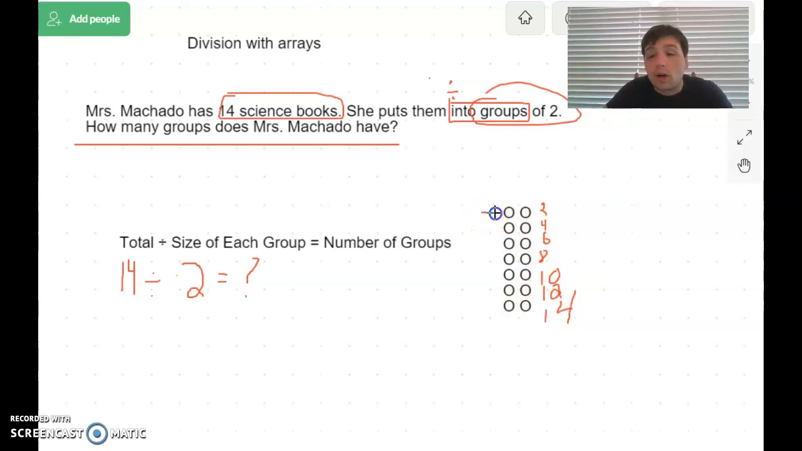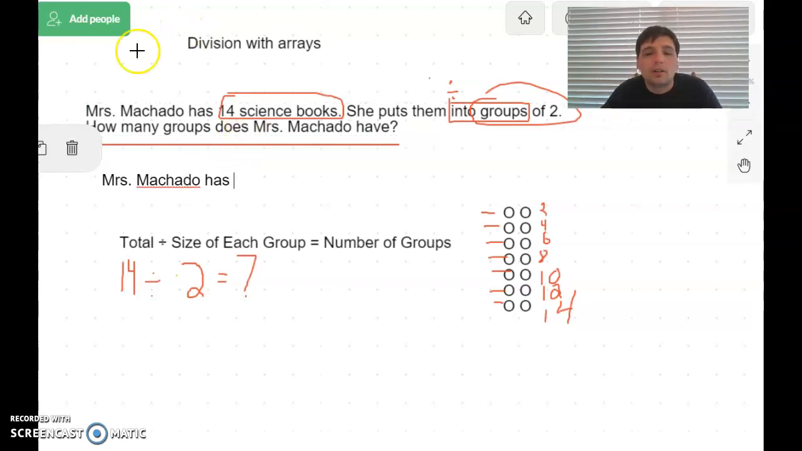So now I can count. I have 1 group, 2 groups, 3 groups, 4 groups, 5, 6, 7 groups. So my answer, 14 divided by 2 is 7. And of course it's a word problem, so I should have written it last time too, but I need to write a sentence. Mrs. Machado has 7 groups.